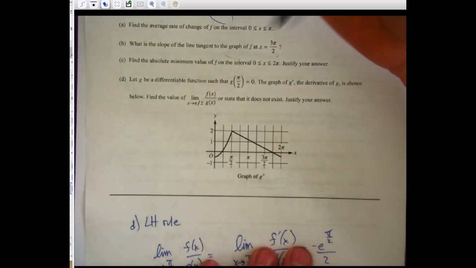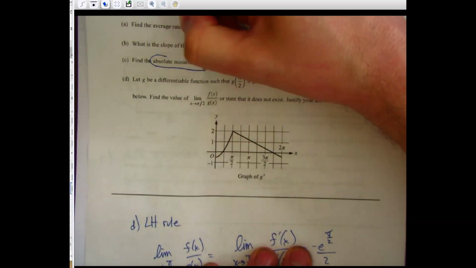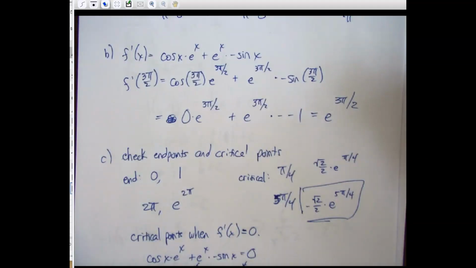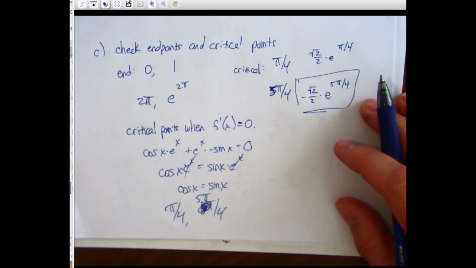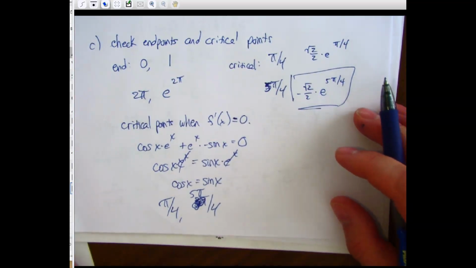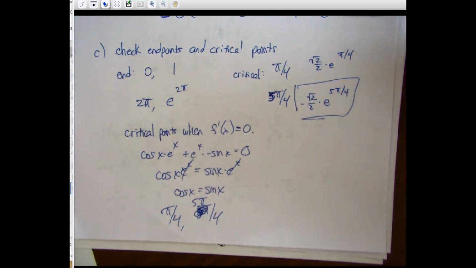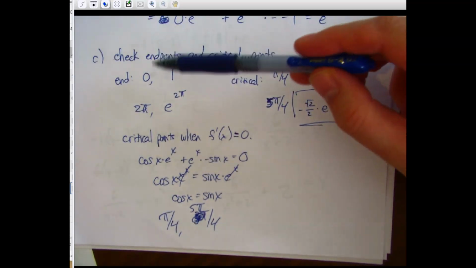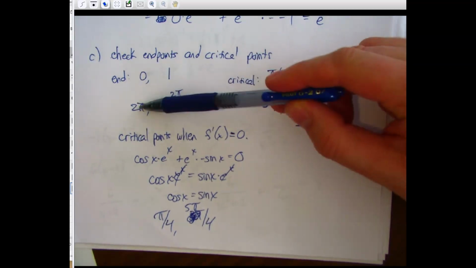Part C, and you'll notice this is the second time that this has been on here. So the absolute minimum value, and it could be absolute maximum too, but they asked absolute minimum already on this free response. So you can tell they think that's a pretty important concept. So again, if we're looking for absolute min or absolute max, we check endpoints and critical points. Well, here they told me I'm going between 0 and 2 pi. So those are my endpoints.